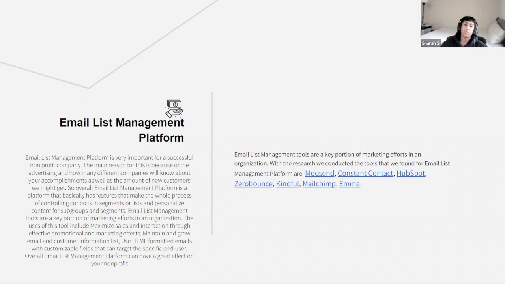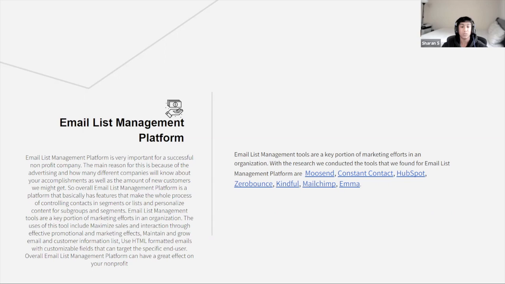Email list management platform is very important for a successful nonprofit. The main reason for this is because of the advertising and how many different companies will get to know about your accomplishments, as well as the amount of new customers we might get. So overall, an email list management platform is a platform that basically has features that make up the whole process of controlling contacts in segments or lists and personalize content for subgroups and segments.